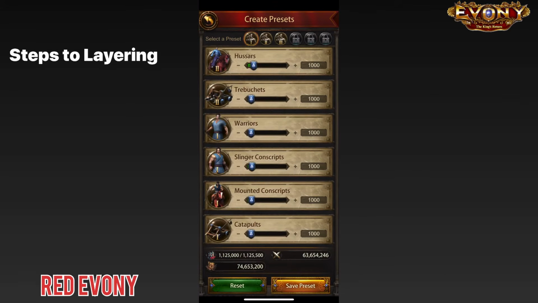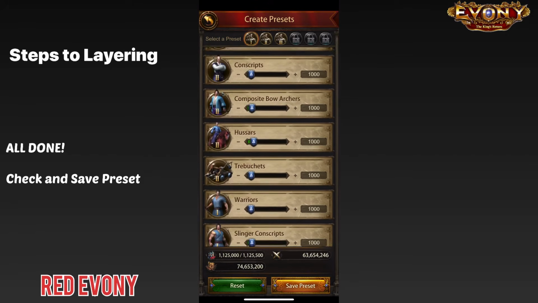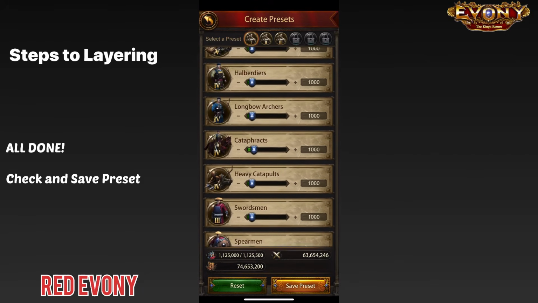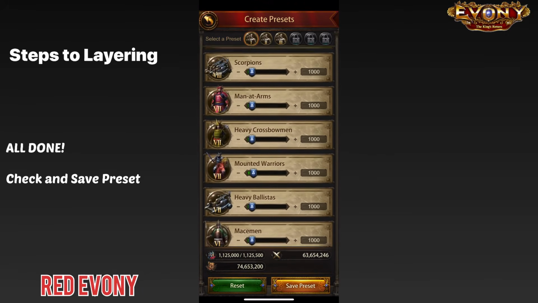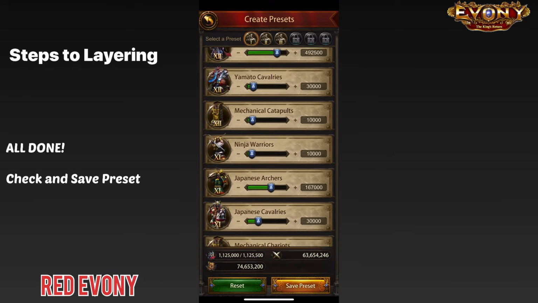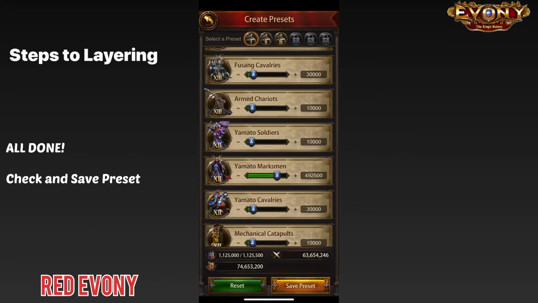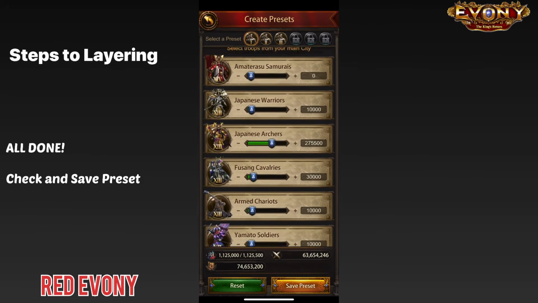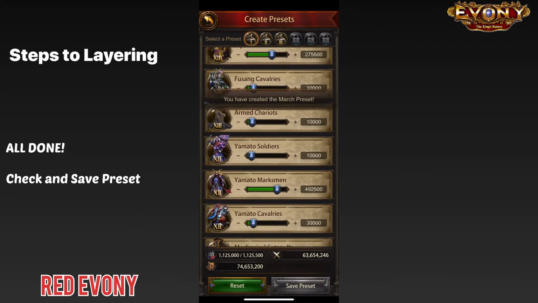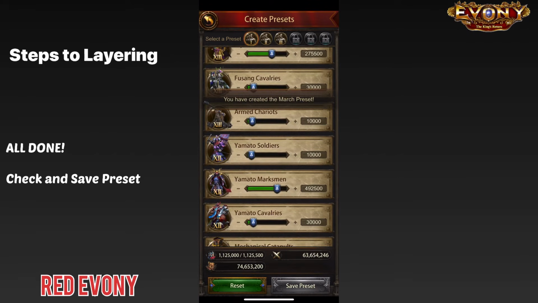And there you have it, folks. Your march, fully layered all the way down. Nice, simple, straightforward, and easy. You just check to make sure that everything is all right and there are no mistakes there. And once everything is good, save your preset and you're good to go.